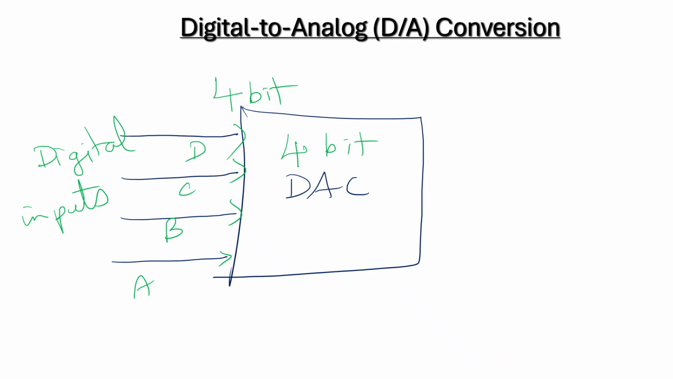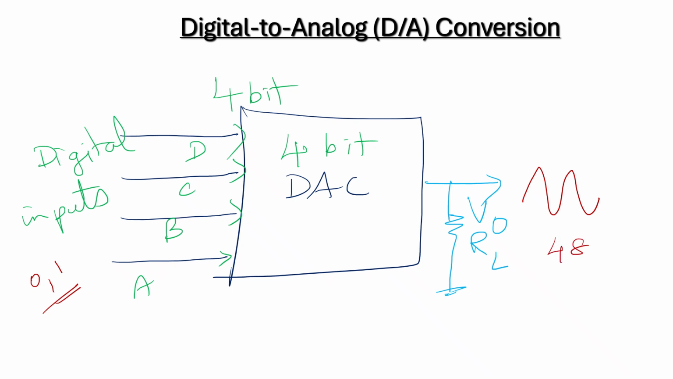And the output of this DAC will be in the form of V0, across which we will be getting the output. This will be in the form of an analog signal. So a digital signal in the form of zeros and ones is converted to an analog signal. For example, 48 volts, 48.001 volts can be obtained as the output of a digital to analog converter.